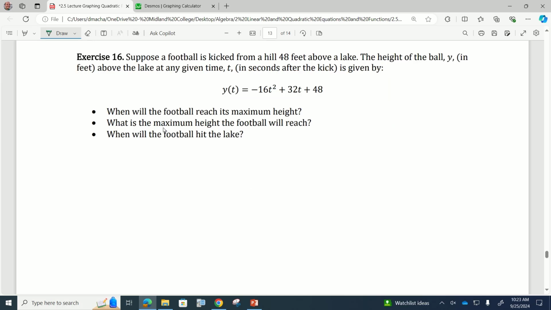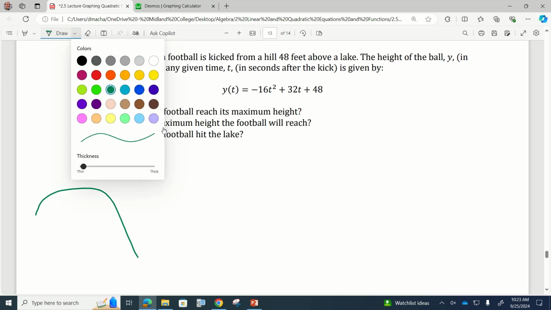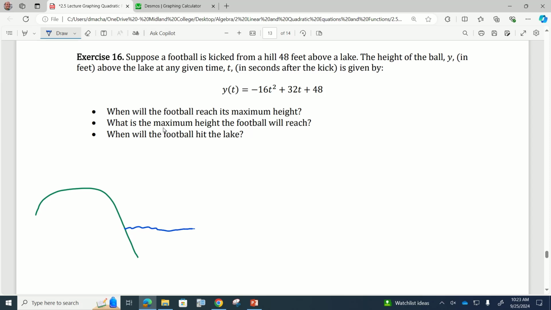So here we go. This problem says, suppose a football is kicked from a hill that is 48 feet above a lake. And so I'm going to draw the picture. Here's my lake. And the surface of my lake should be almost exactly flat. But here's my football. And it's starting off 48 feet above the surface, and then we're going to kick it. So after it's kicked, it's going to travel up, and then it's going to travel down, and it's going to hit the lake.